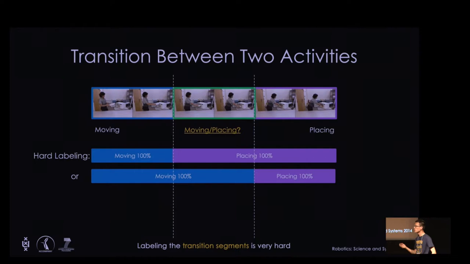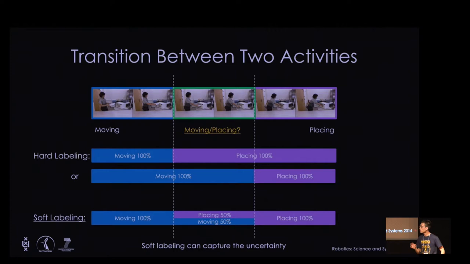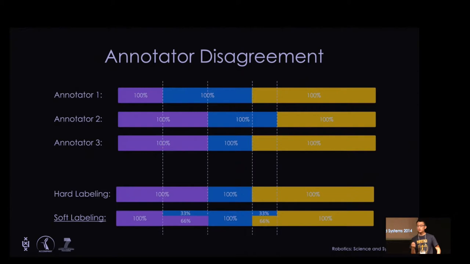Therefore, we propose a soft labeling which incorporates the uncertainty of labels. This is also very useful when we have multiple annotators. When their annotations disagree with each other, we can use the soft labeling to handle this.